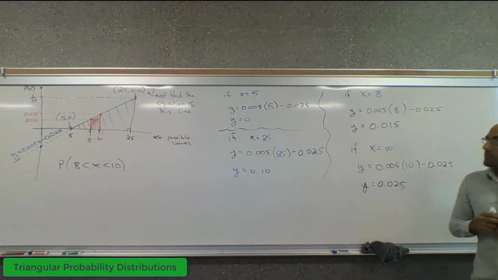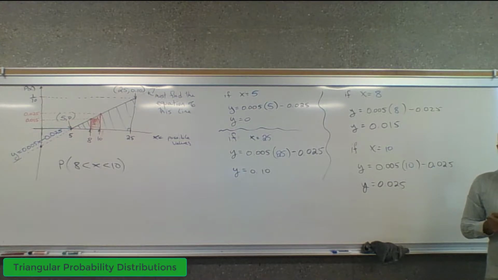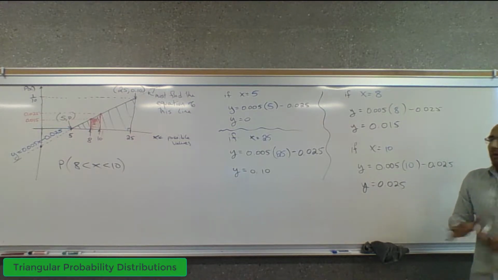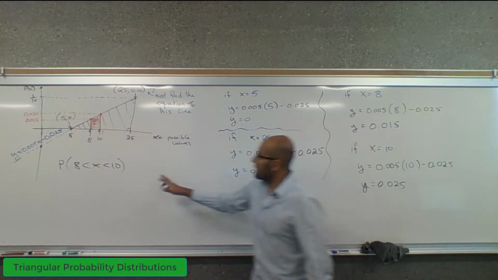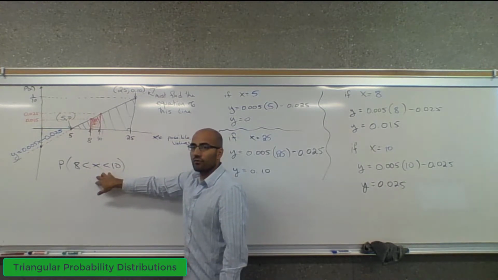Okay, so we found that this height right here is 0.015, and this one is 0.025. Any questions? Good, good, good. Okay, so now finally I'm ready to go back and answer this question after all that work.